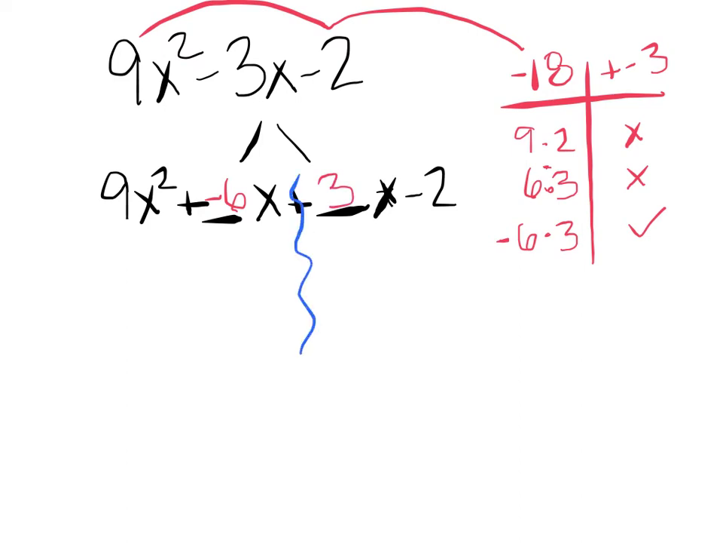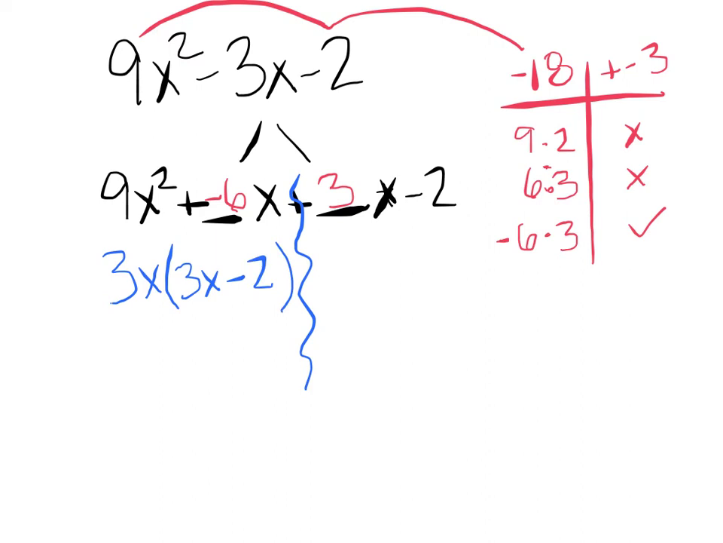Now we can group. We got our pairs here going on. Let's find a GCF of each pair. 9x squared and negative 6x. GCF is going to be 3 and an x. Divide everything by that, and you're left with 3x minus 2.